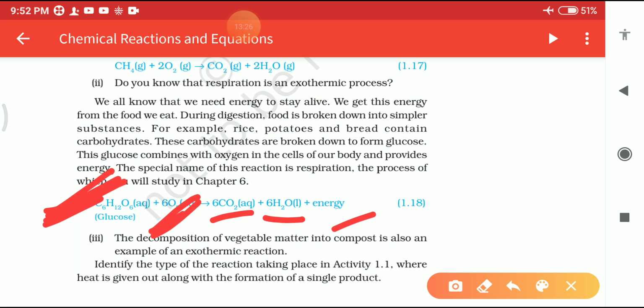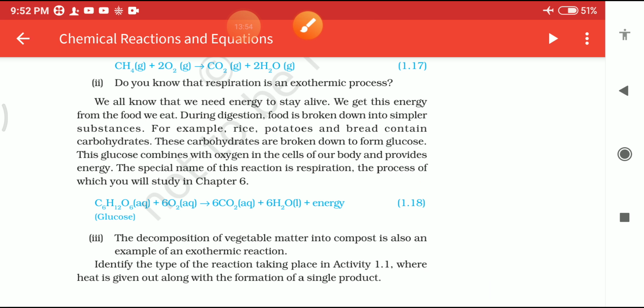Carbon dioxide is what we breathe out. Water, H2O, is your water vapor. And energy: we can do any work due to the energy which is released by the food which we take. So this one also comes under the examples of exothermic chemical reactions.